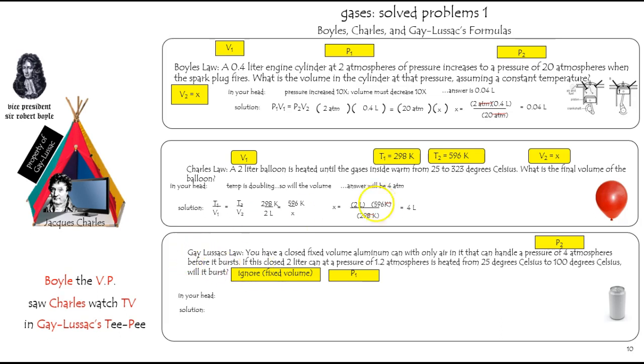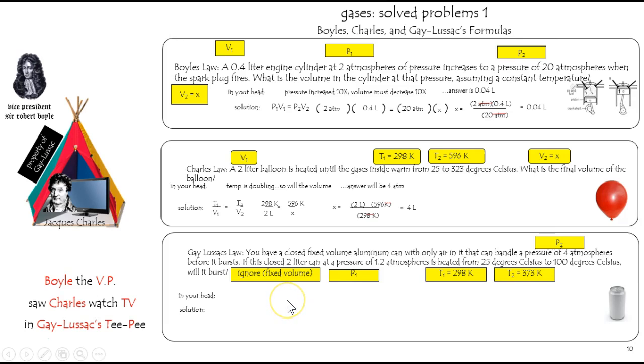And we heat it from 25 to 100. Once again, we should remember always to use Kelvin. So the temperature is not even doubling. This thing is not going to burst. That's what they're asking. Will it burst? No, I don't even think it's going to hit about 2 atmospheres, well below the bursting point.